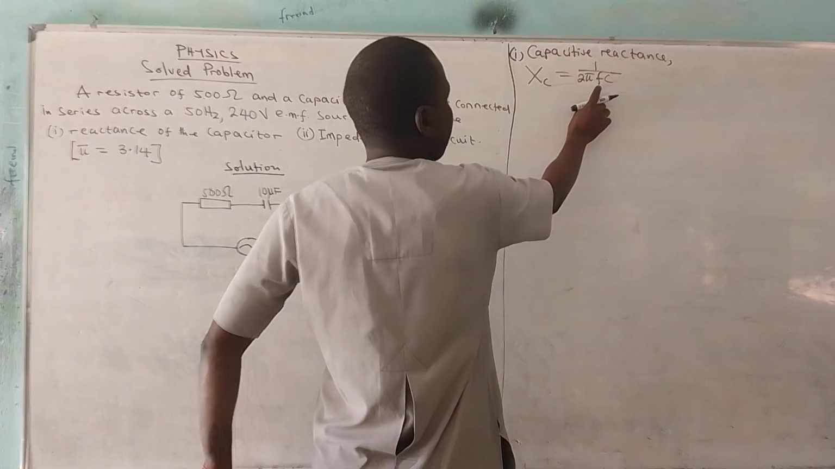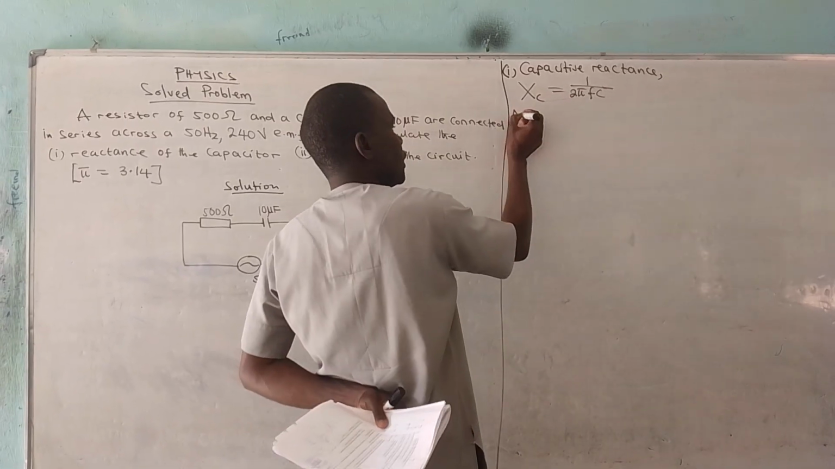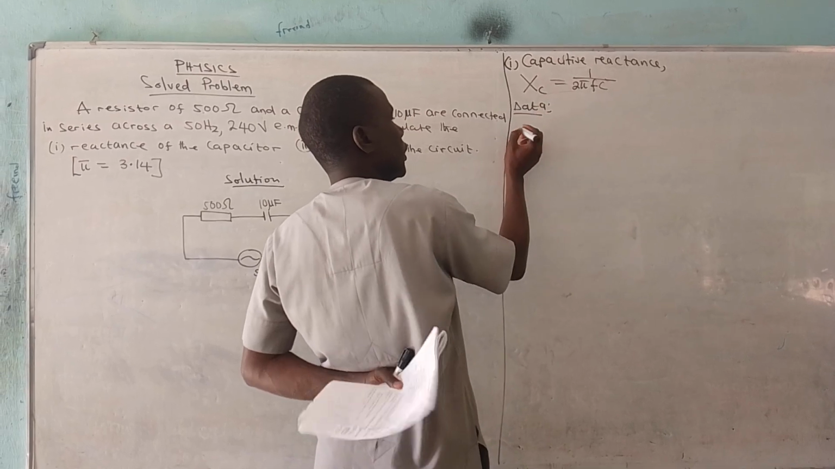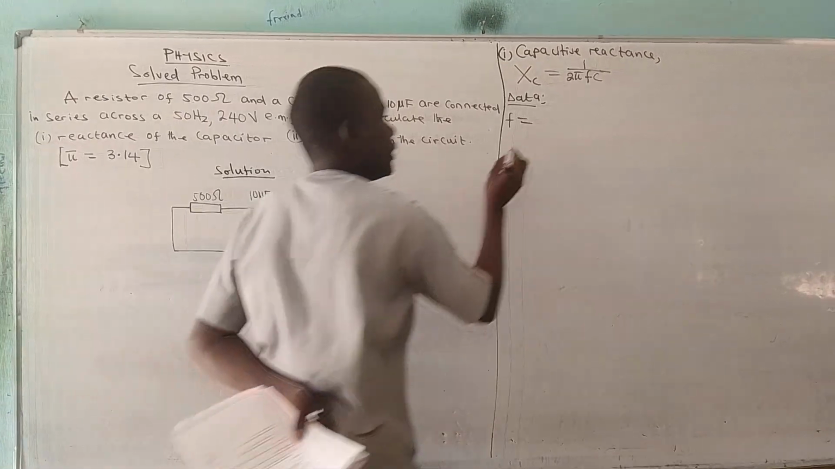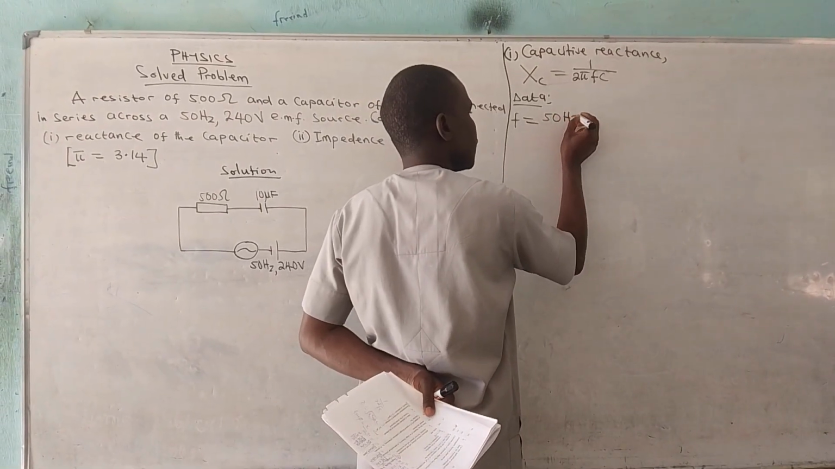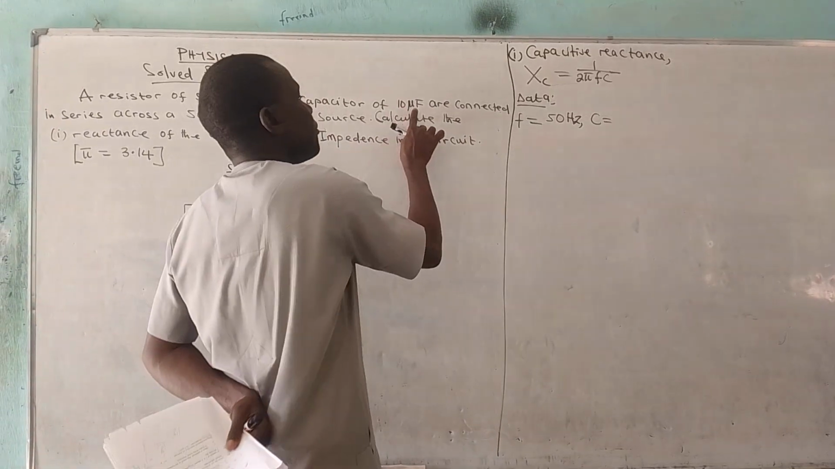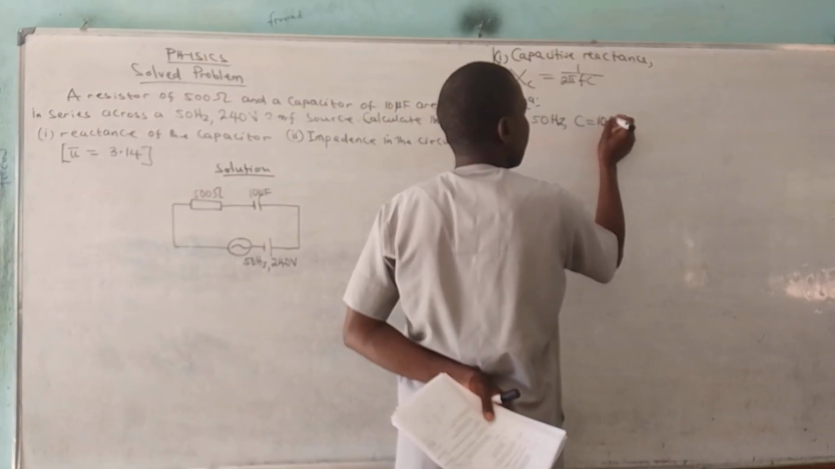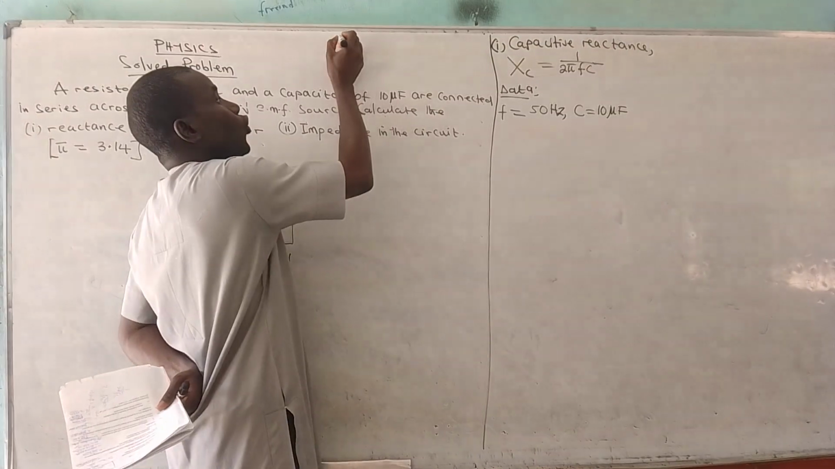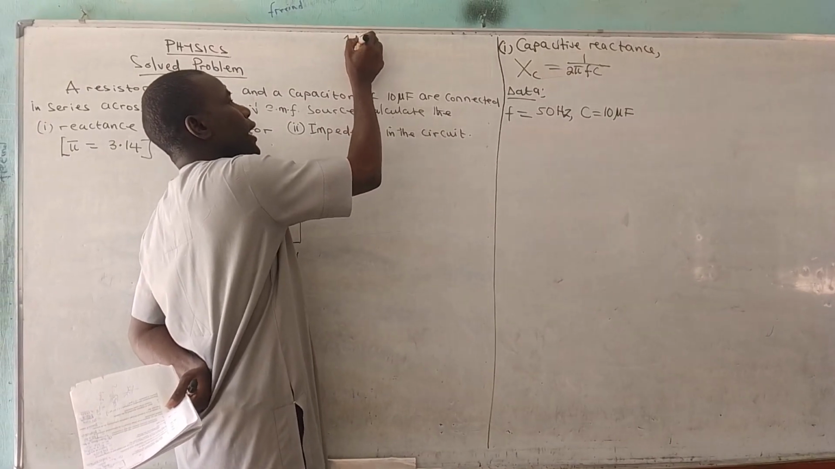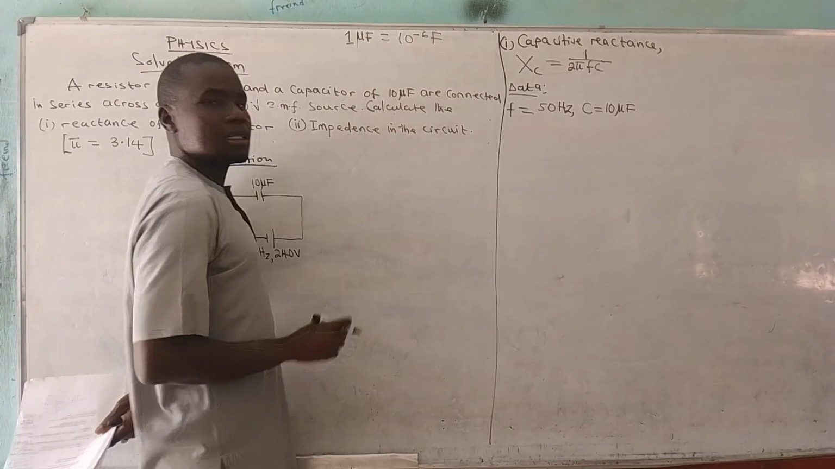Don't forget F is our frequency, and C is our capacitance. To set our data, we know that our frequency is 50 Hz. Then our capacitor is 10 microfarad. But don't forget that 1 microfarad is 10 to the power minus 6 farad.